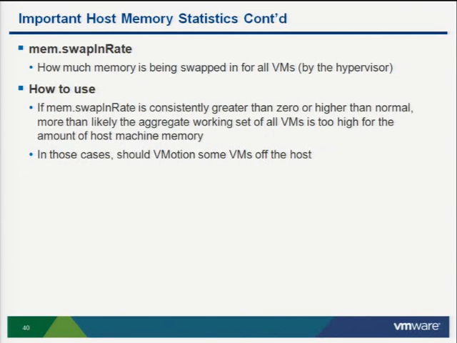And again, for monitoring, swap-in rate is a great one. That will tell you the aggregate amount of swapping that's going on across all your VMs. And the same way as for a VM, if it's higher than normal, then you possibly want to move some VMs off that host or investigate if there's some workload spike going on with one of the VMs.